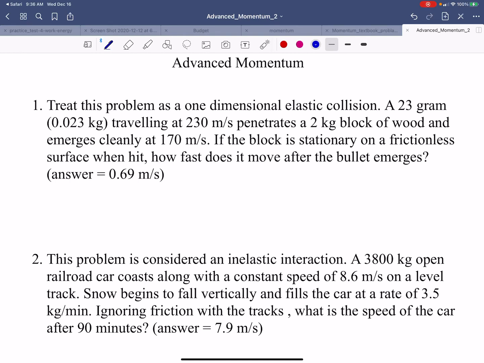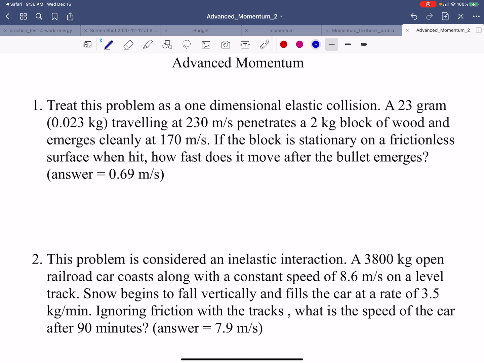Okay, so I'm going to be doing a video on an elastic and an inelastic collision type of problem. So I'll be doing two questions in this one video. Let's start with number one. We're going to treat this problem as a one-dimensional elastic collision.